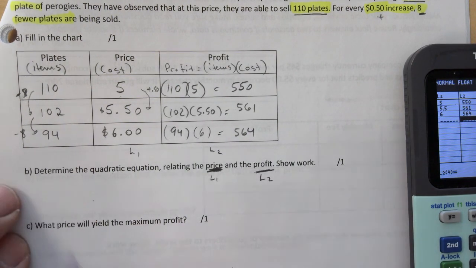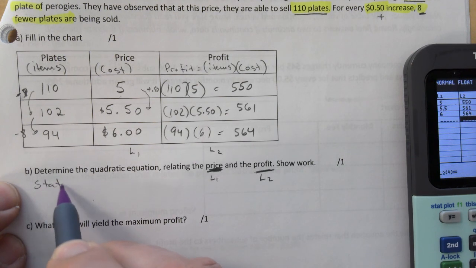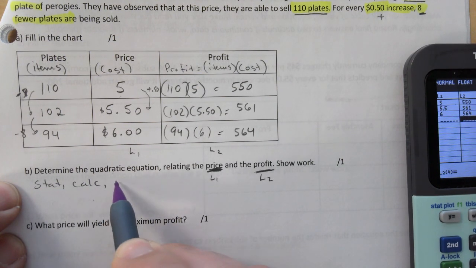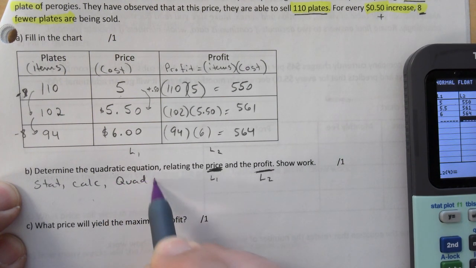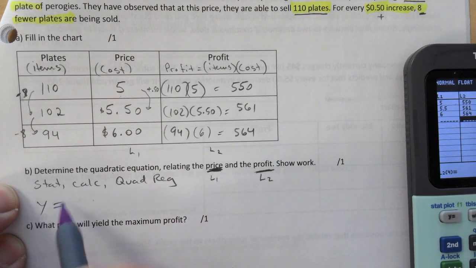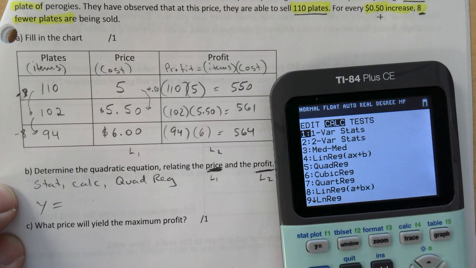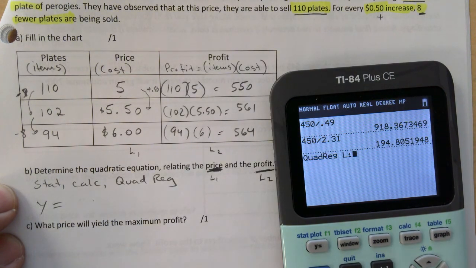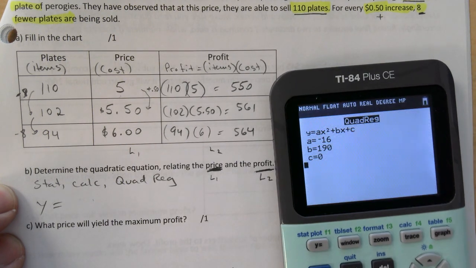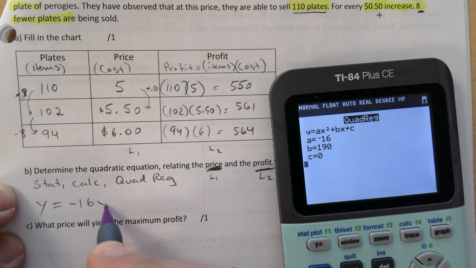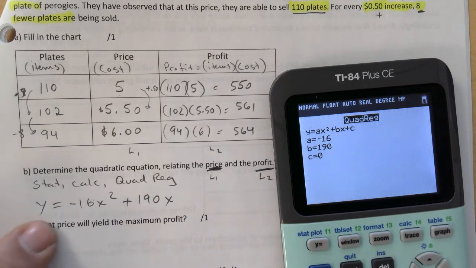And then let's come up with the quadratic equation. So you would go stat, calc, quadreg, and we'll figure out what that is. So stat, calc, 5, second 1, comma, second 2, comma, vars, y-vars, enter, enter, enter. And that's what you get. Negative 16x squared plus 190x.